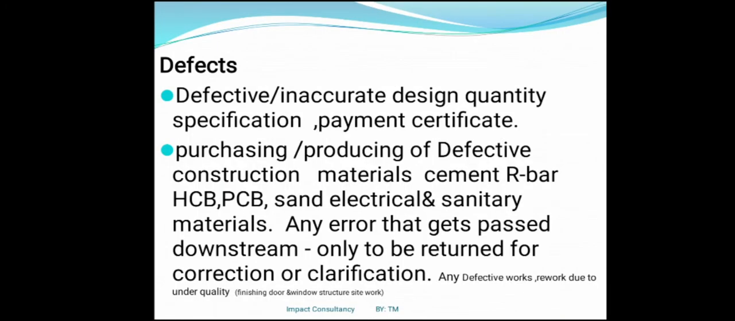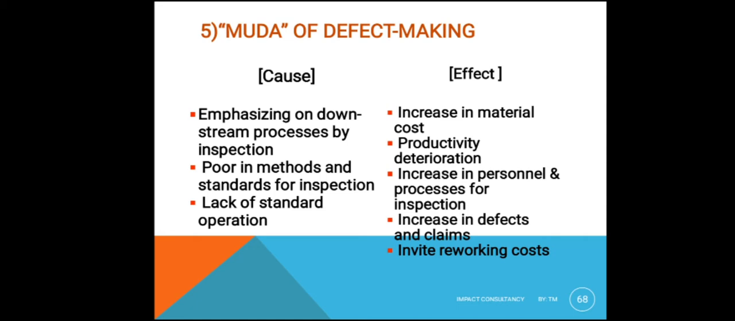So the defective, inaccurate design, quantity, specification, payment, certificate, purchase, production of defective construction materials, cement, rubber, and so on are examples. The cause for Muda of defect making is emphasizing on downstream process by inspection, poor methods and standards for inspection, lack of standard operation. The effect it will bring is increase in material costs, productivity deterioration, increase in personnel and process for inspection, increase in defects and claims, and wide reworking costs also. It will minimize the amount of customers.